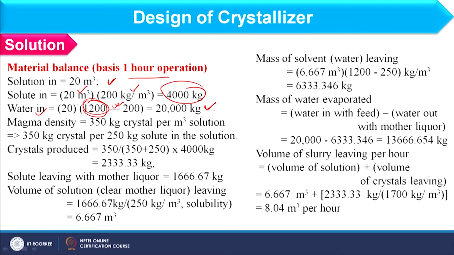Okay. Further we consider magma density, which is 350 kg crystal per meter cube of solution. Okay. So, this value is given to you. So, what we can consider further? So, when solution will enter in the crystallizer, that will be at saturation condition.